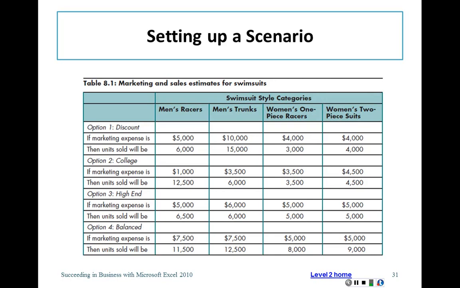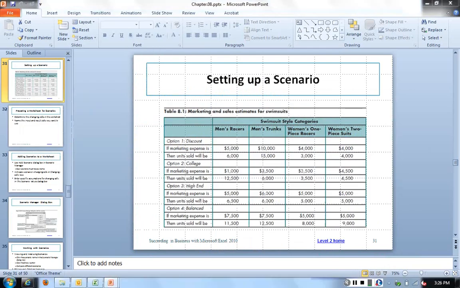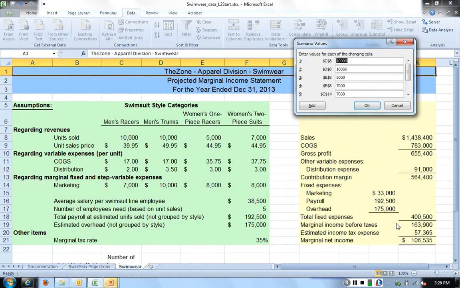And let me try to blow this up so you can see it better. So we look at the discount option, option 1. Then we have marketing expenses of $5,000, $10,000, $4,000, and $4,000. Okay, so coming back to Excel, my values are going to be 5,000 in C8, 10,000 in D8, 4,000 for E8, and 4,000 for F8.